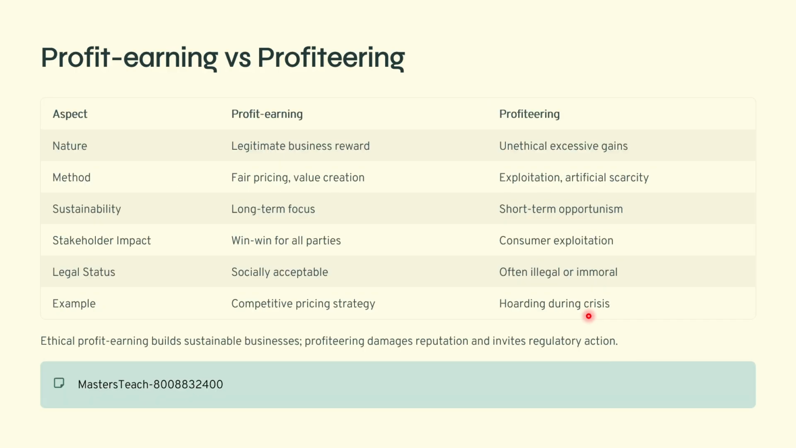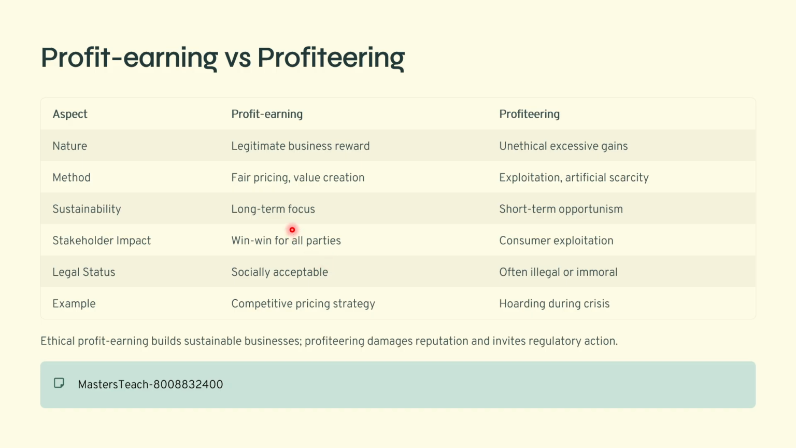Okay, so profit earning versus what is profiteering. I already asked this in internals. What is profit earning and profiteering? Nature: profit earning is a legitimate business reward, whereas profiteering is unethically excessive gain. You understand, unethically means not an ethical thing. Profit earning is through fair pricing and value creation, whereas profiteering is through exploitation and artificial scarcity.